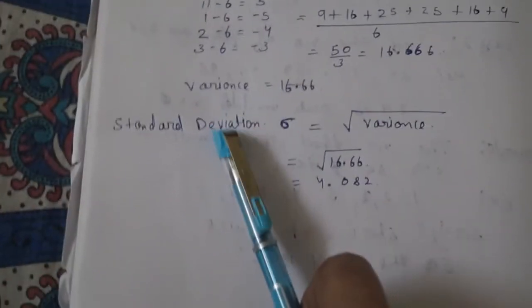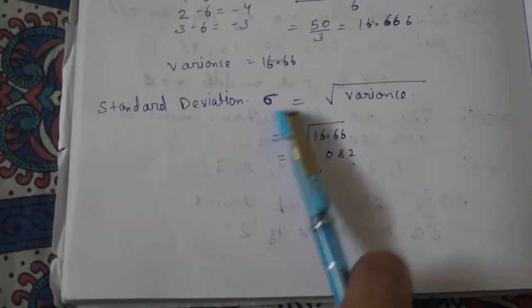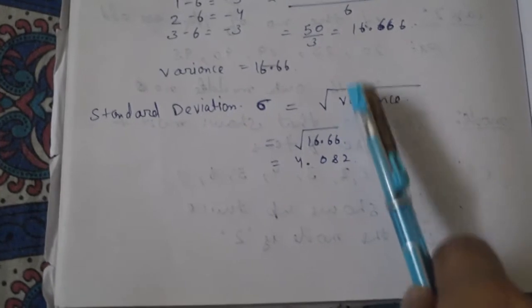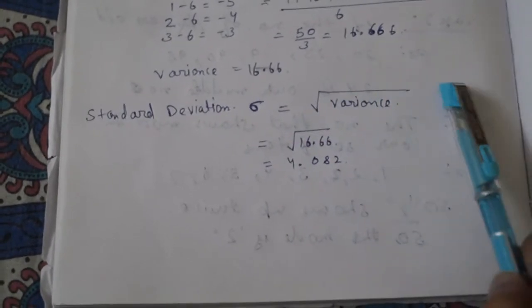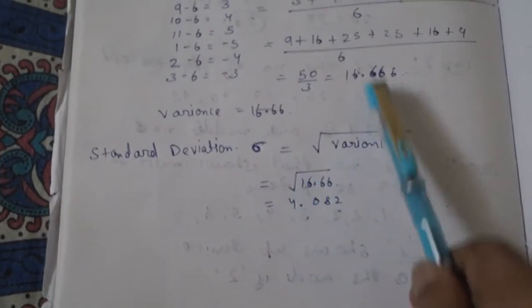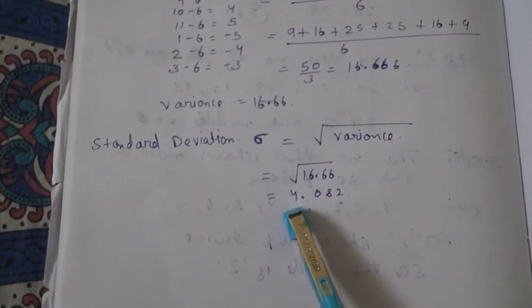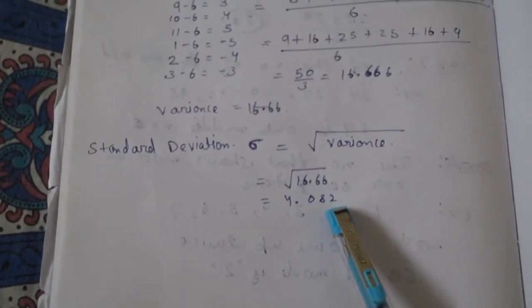Then we will find the standard deviation. Standard deviation is denoted by the symbol sigma, and its formula is the square root of variance. So variance is our 16.66, so we will take the square root of that and we will find 4.082.